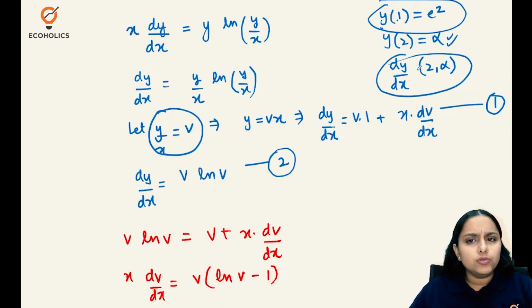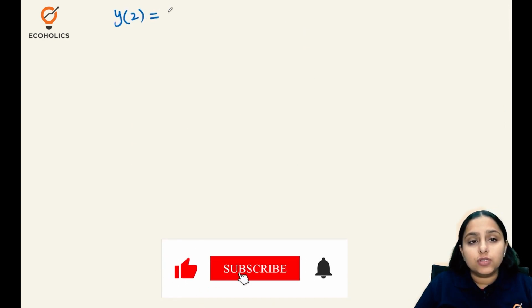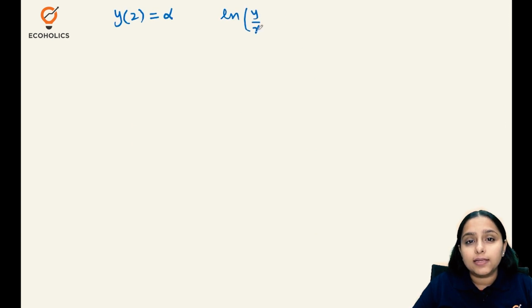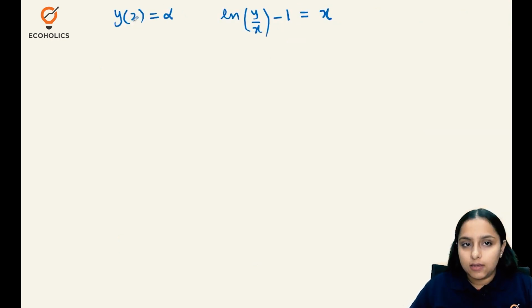But we haven't used this. So let's just try and use this also, because we will be getting what is that? Which says when x is equal to 2, y is equal to alpha. So the equation we have got is log y by x minus 1 is equal to x. This is the differential equation I'm taking. I will see if this satisfies this, putting the value gives me alpha, because y is equal to alpha, x is equal to 2.